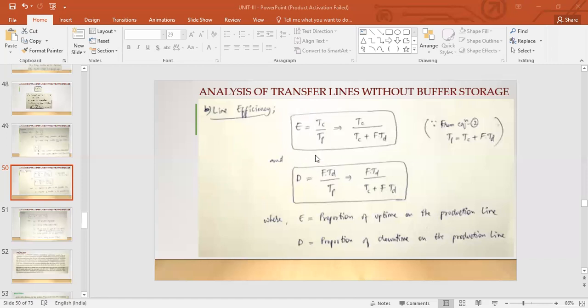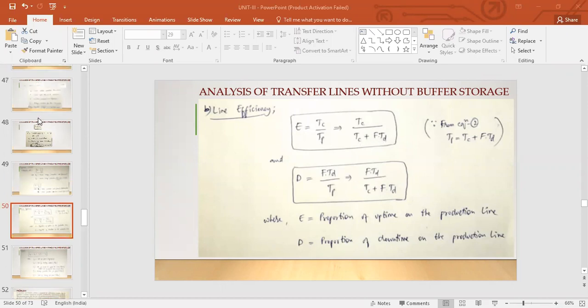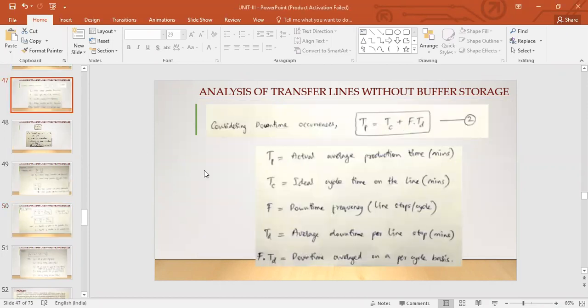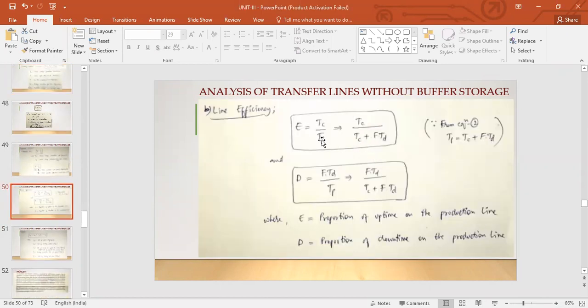So the other thing is, E is basically line efficiency, or you can also call it the proportion of uptime on the production line. The other way to see it is the proportion of downtime on the production line, that is basically FTD by TP. We know from equation 2 that TP = TC + FTD. If we substitute TP = TC + FTD, you get this. So line efficiency, you can say either TC by TP or this formula.